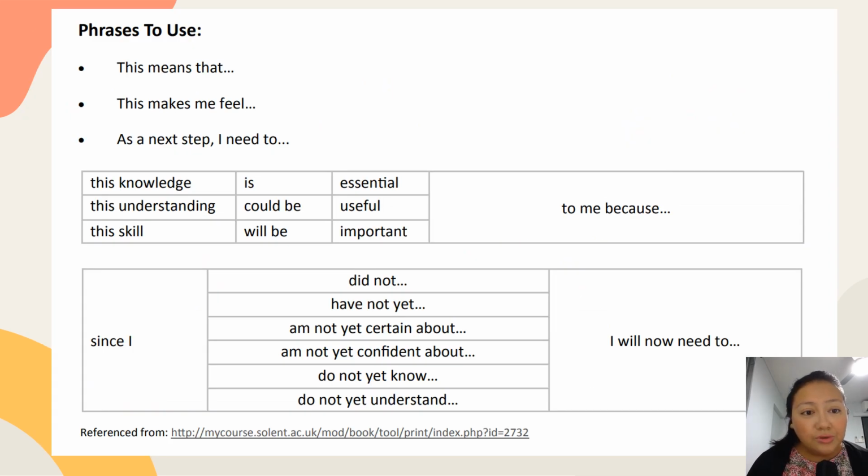Again, phrases to use. The next step, this understanding, all right, is essential. So all these terms, all these words and phrases you can use in your essay. Some of you might ask me, okay, Miss Maria, I don't know how to phrase my sentence. Well, these are the sentence stems that you can use when you are reflecting.